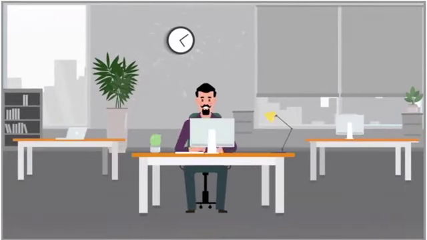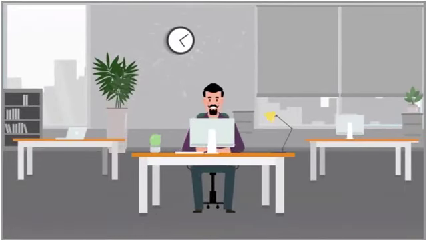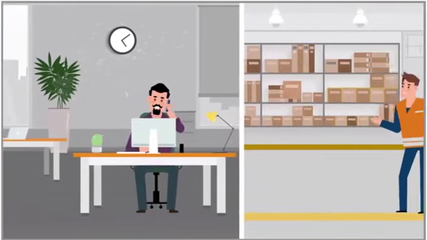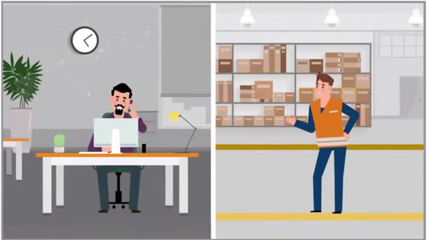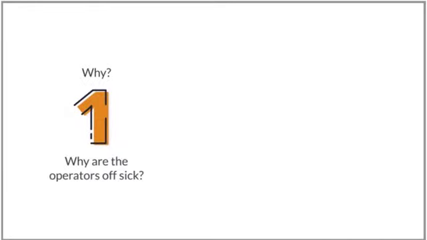Let's look at an example. You're the operations manager of a manufacturing company. You've got a busy day ahead of you when you get a call from HR. There's a problem. Lots of absent staff, mostly line operators, who are on sick leave. Using the 5 WHYS technique, your first question is, why are the operators off sick?